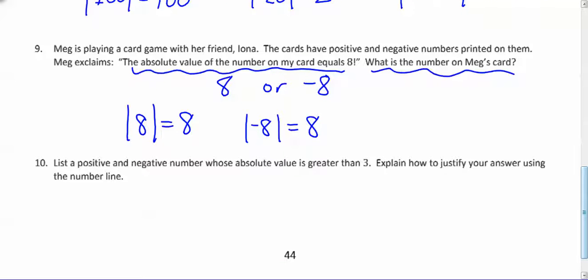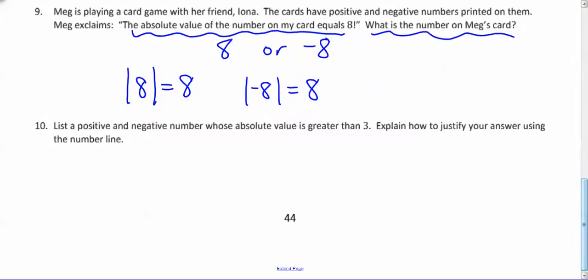Let's say positive and negative number whose absolute value is greater than 3. So who can give me a number in here that's going to be positive, that's going to end up with an absolute value greater than 3? 4. All right, so the absolute value of 4 is? 4. Is that greater than 3? Yes. All right, good.